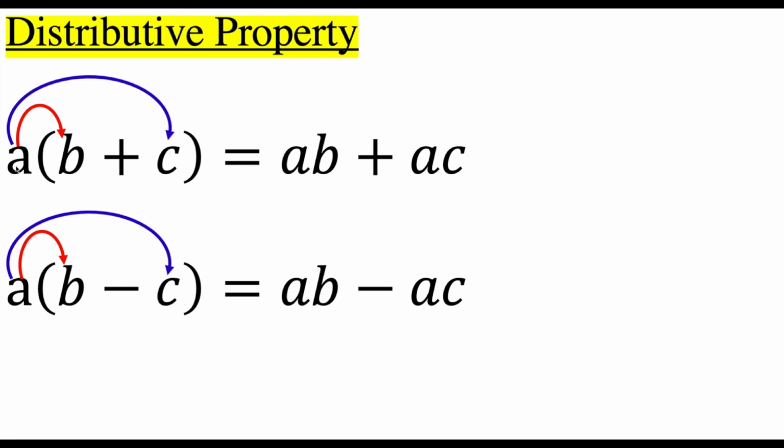So you'll multiply A times B, and then you have a plus sign. Then you'll do A times C. So this right here is equal to A times B plus A times C.